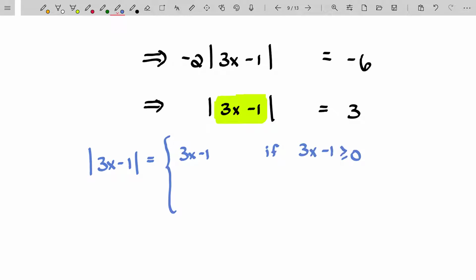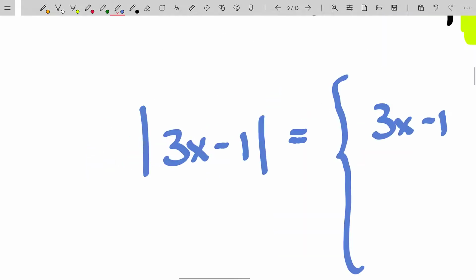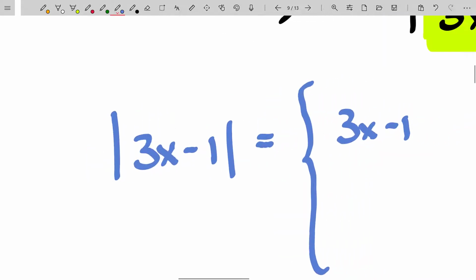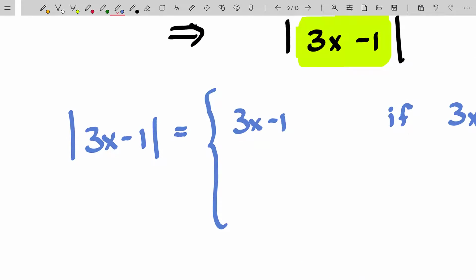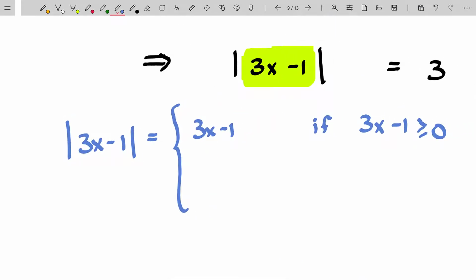well, we could totally tear off the absolute values if 3x minus 1 is not negative. If 3x minus 1 wasn't negative, there's no point in having absolute values on there, and we could just say it's 3x minus 1. If, on the other hand, 3x minus 1 is negative, then we're going to force it to be positive by taking the opposite of 3x minus 1, and that will force that picture to be positive.